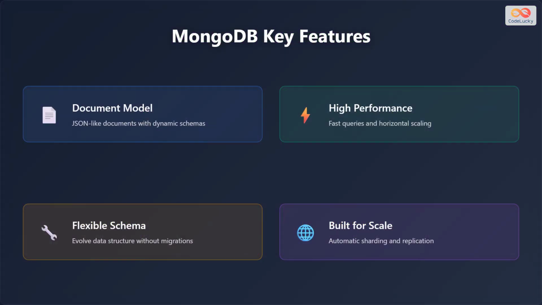MongoDB has several key features. First, it uses a document model, storing data in JSON-like documents with dynamic schemas. Second, it offers high performance with fast queries and horizontal scaling. Third, it provides a flexible schema, allowing you to evolve your data structure without migrations. Finally, it is built for scale with automatic sharding and replication.